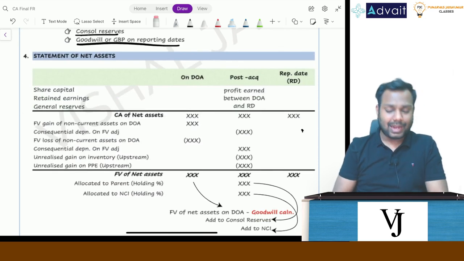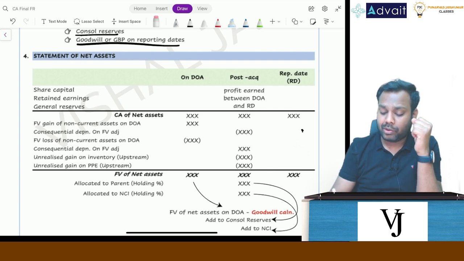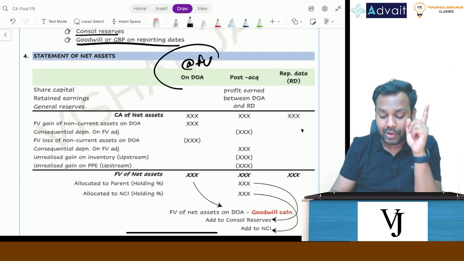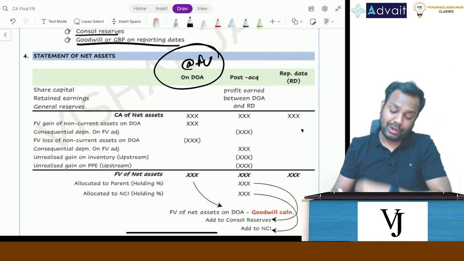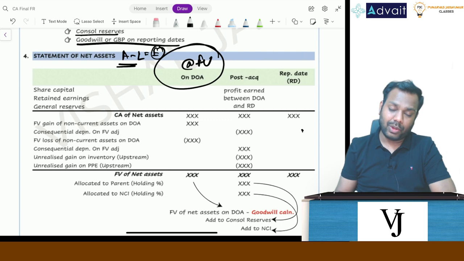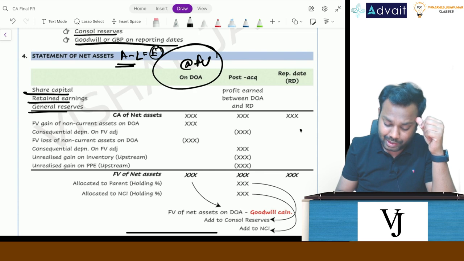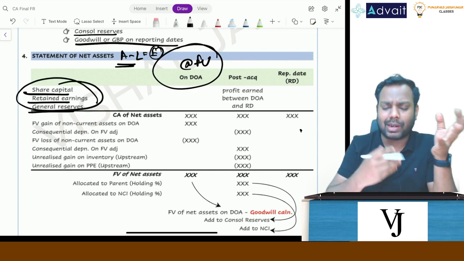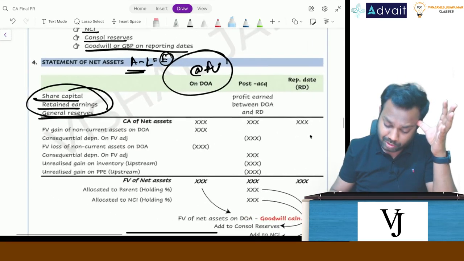Statement of net assets. Guys, as you know, the net assets that we acquire on the date of acquisition should be at fair value on the date of acquisition, not subsequently. Only on the date of acquisition it should be at fair value. What will you do? First we'll take the carrying amount of the net assets. See, net assets means what? Assets minus liabilities. Assets minus liabilities also equals equity, right? So we are going by the equity method, meaning we are writing here share capital, retained earnings, general reserves. So that is equity plus all the reserves. Equity plus all the reserves will add, that will give you the carrying amount of the net assets.